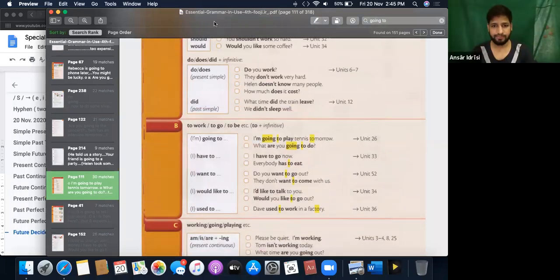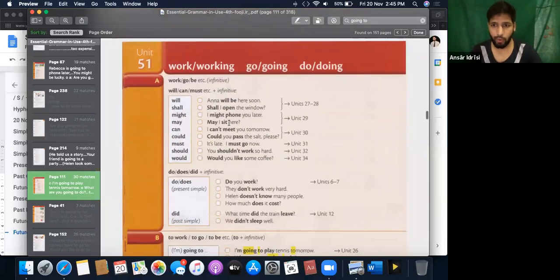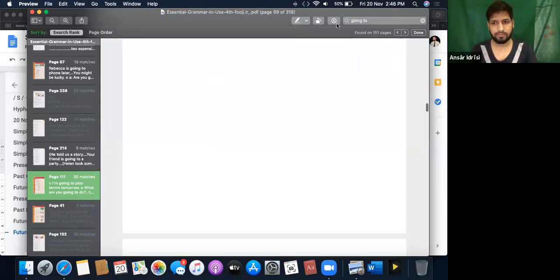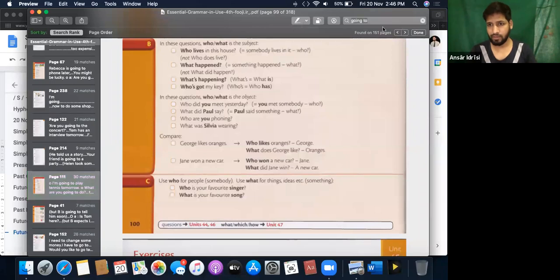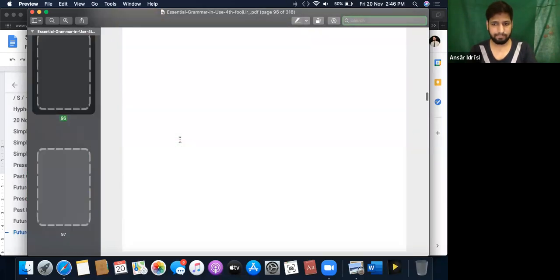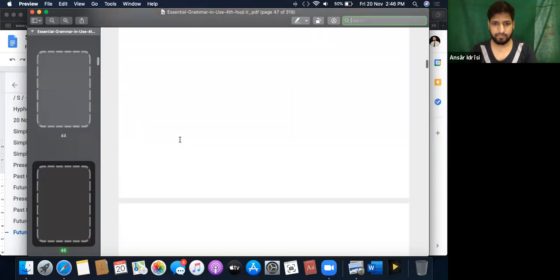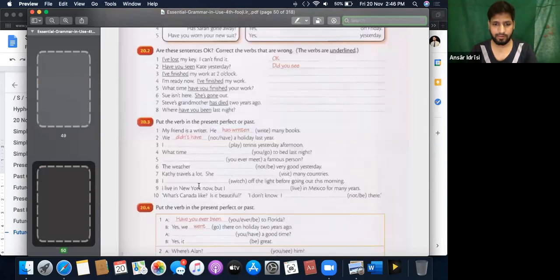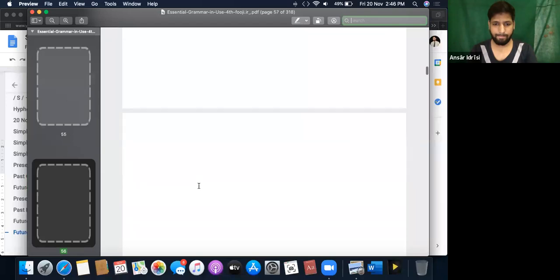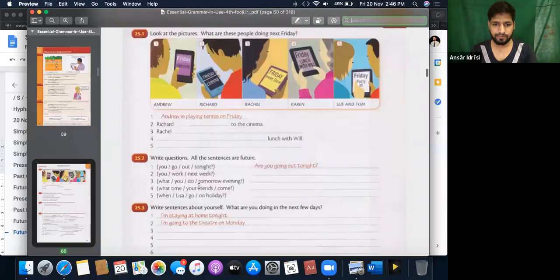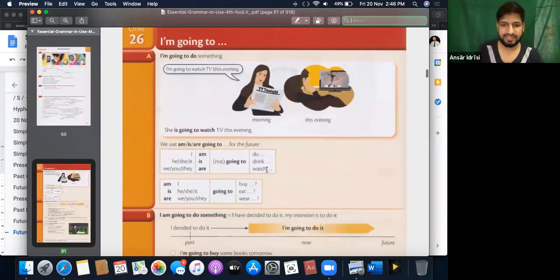Madam, pay attention. Working, going, doing, etc. Infinite. See, unit number 26 बोल रहा है ये. I have to go. Okay, unit number 26 निकालता हूँ मैं. Here it is. I am going to.